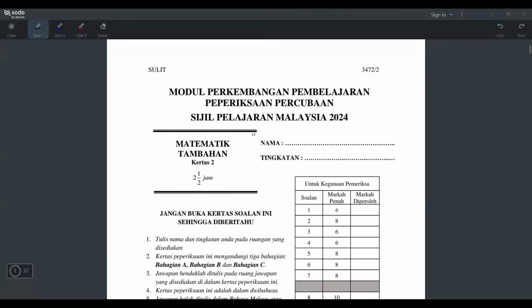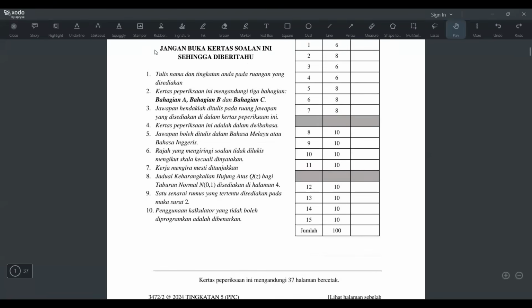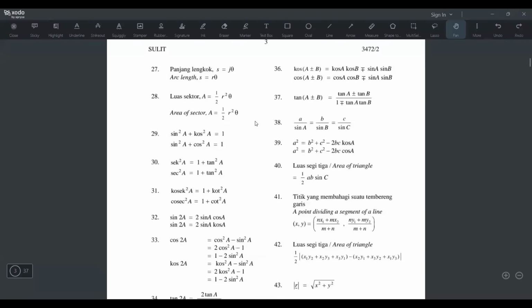This video, I will go through the working for the Terengganu paper. Yeah, and this is the Addmaths paper, and it's the Terengganu 2024, and this is paper 2. Okay, let's start. So I will skip the formula.